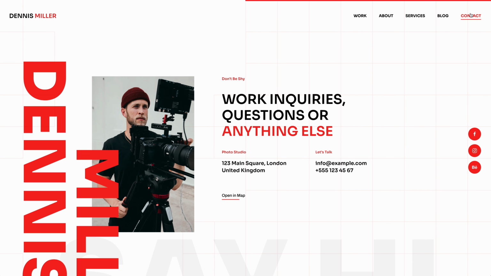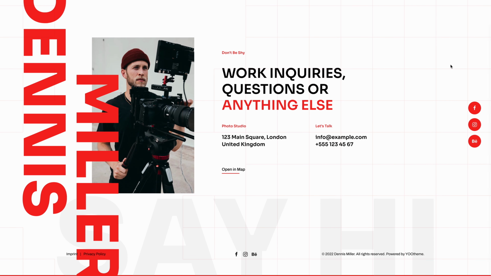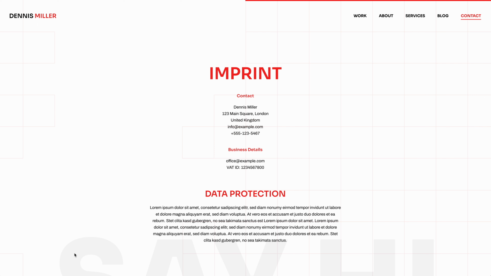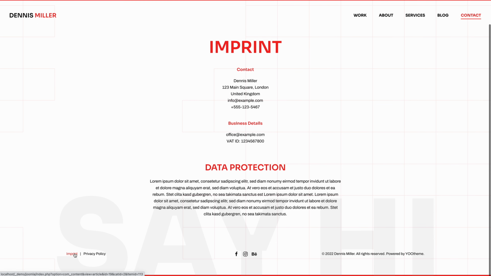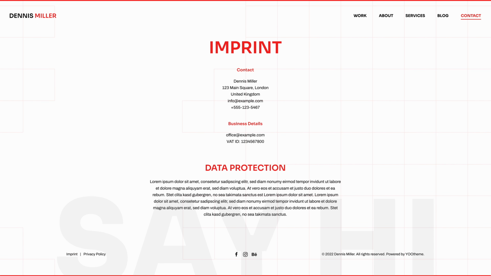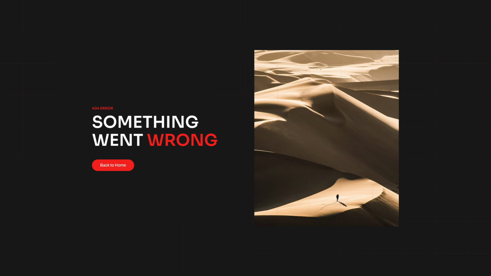Of course, there is also a contact page that shows all the important information like the location of the studio, links to social media profiles, and contact possibilities. Dennis Miller also has an imprint page for the legal information. Finally, there is an Error 404 page in a secondary color showing a link back to the homepage.